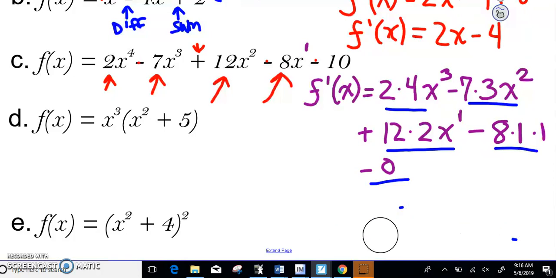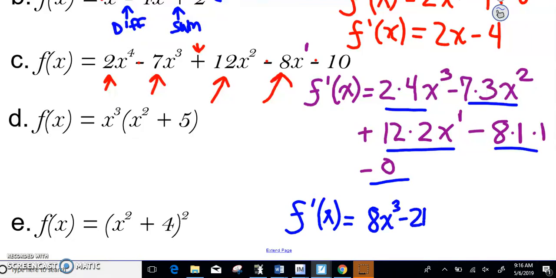Let me move it over some, sorry. I have space there. It's 8x cubed minus 21x squared plus 24x minus 8.